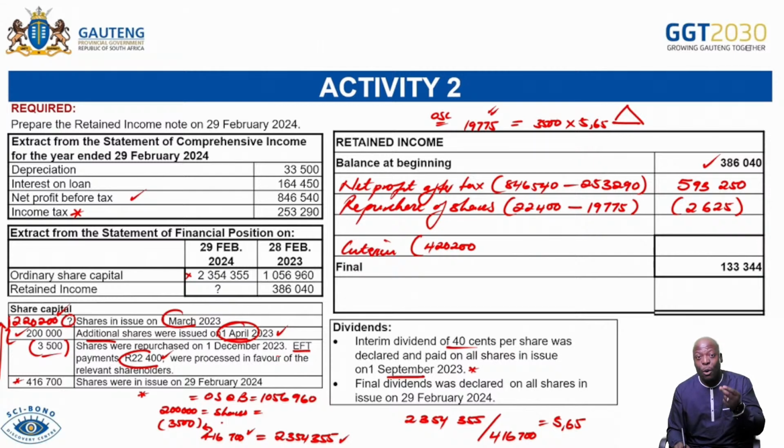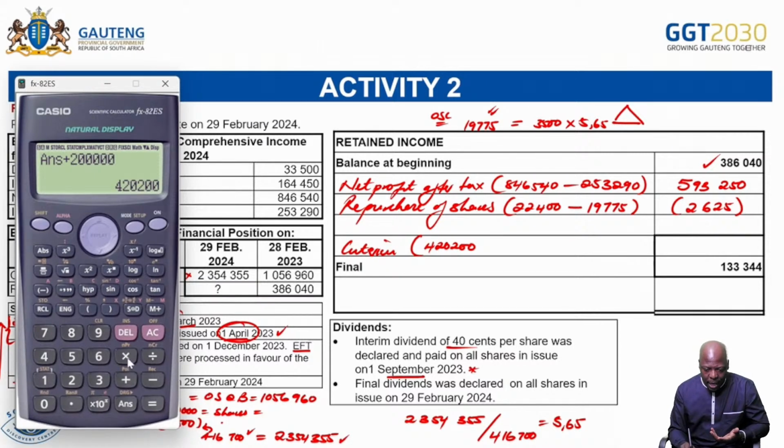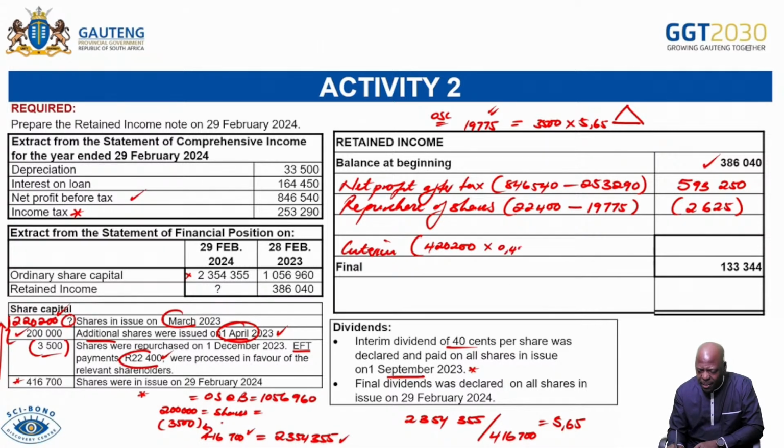Then we go April, May, June, July, August, and then September we declare interim dividend. How many shares are we having? It's simple. 420,200. Okay. And then we're going to say now, what was the dividend per share? We give it 40 cents times 0.4 times 40 cents. That's going to give us 168,080. So times 40 cents. That's going to give us 168,080. As simple as that.